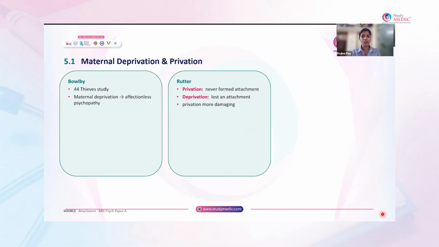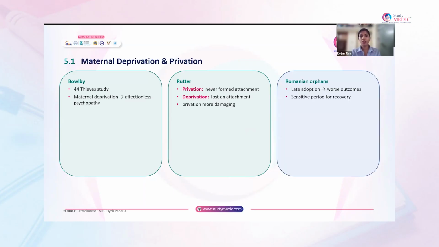Rutter's theory of privation was developed from his study on the Romanian orphans, which showed that children adopted after the age of 4 to 8 months often struggle with indiscriminate attachment. Later adoption is associated with worse outcomes and developmental retardation, whereas those adopted before the age of 6 months showed significant recovery. So Michael Rutter is the one who made a vital distinction between deprivation and privation.